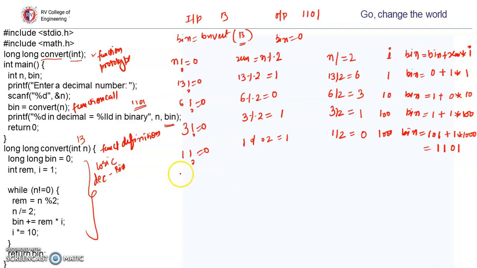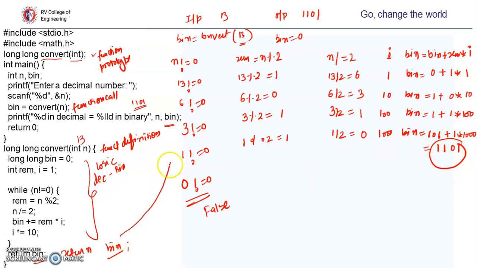Next time the quotient is 0, and 0 is not equal to 0 is false. The condition becomes false. So we will come out of the while loop and return bin. So return bin, this is the last step. Return bin means this value, 1101, will be returned to the function call, and then the value of bin is printed.